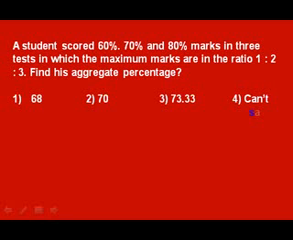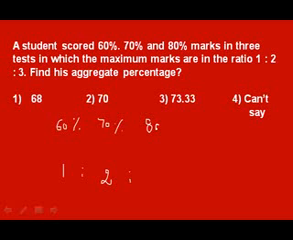It's a similar kind of question, in which the maximum marks are in the ratio 1:2:3. Now it's very easy for you to solve. Let me just make the diagram for you. So he scored 60% and its ratio part is 1. He scored 70% in another test and its maximum marks are 2. And he scored 80% here and its maximum marks are 3. So this would be the average.